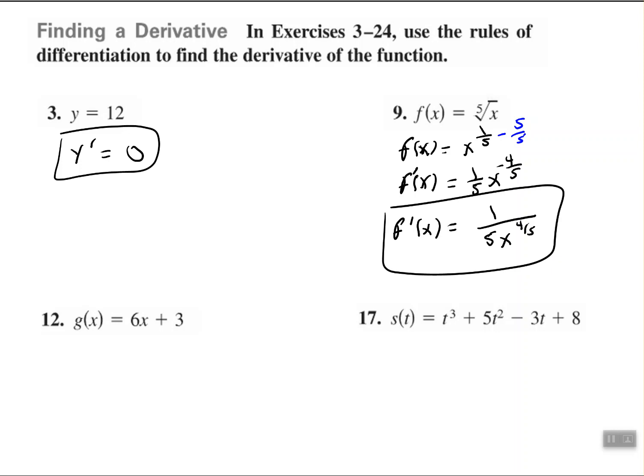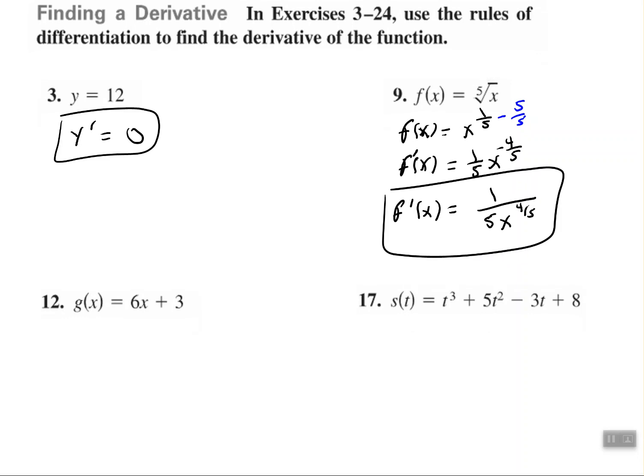Alrighty, number 12, we have g of x equals 6 times x plus 3. So we want to find the derivative of 6x and the derivative of 3. The derivative of 6x, we have an understood 1 as an exponent, so we're going to use our power rule there. So we have 1 times 6, and we subtract 1 from the exponent, so that's x to the 0 power. And then the derivative of any constant, like 3, is 0. So we find the derivative of each one of those terms.